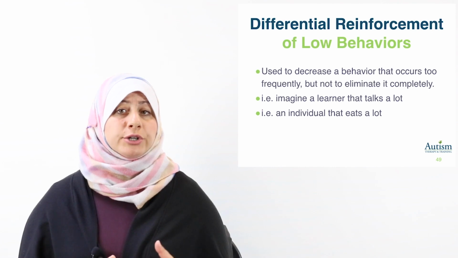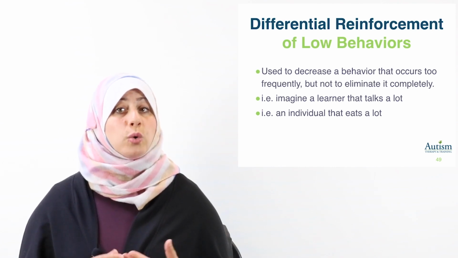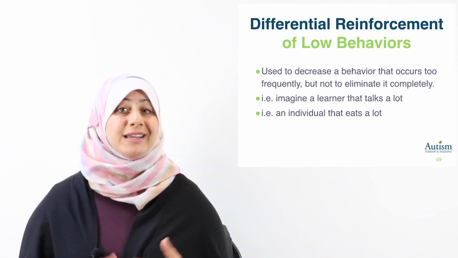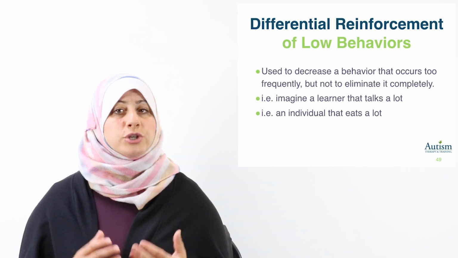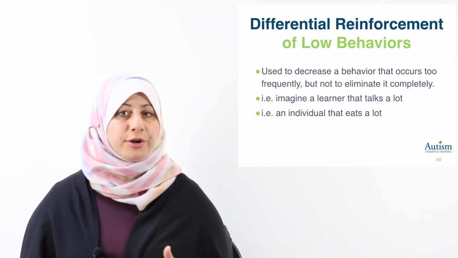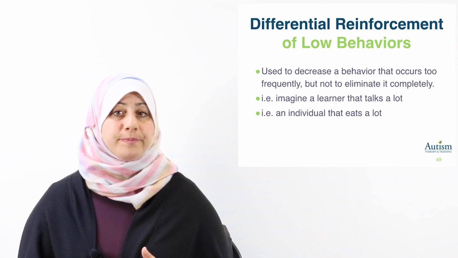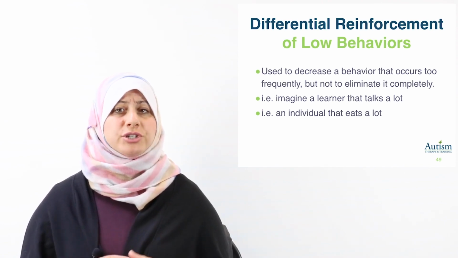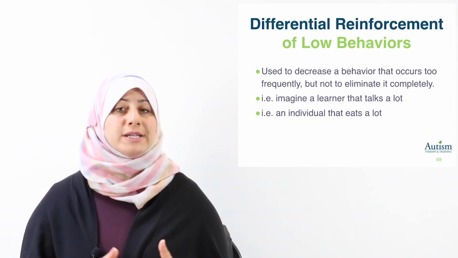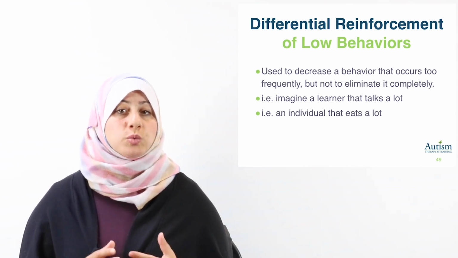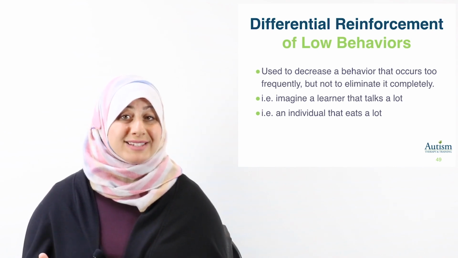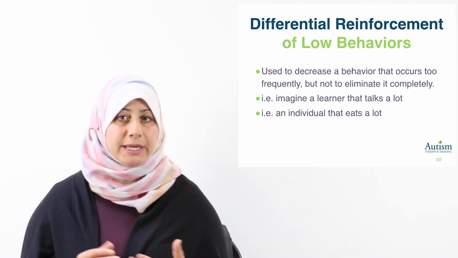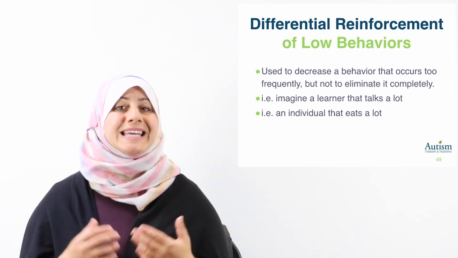For example, a learner that raises his hand during class to answer questions all the time. A teacher may want to decrease that behavior so that it isn't happening so frequently, but we don't want to eliminate this behavior altogether because it's a good behavior. We want to just make it less frequent. Imagine a child that talks a lot. You don't want to stop them from talking, but you just want them to maybe talk less. An individual that eats a lot and constantly, again, you don't want them to stop eating, but you want them to reduce the intake of food.